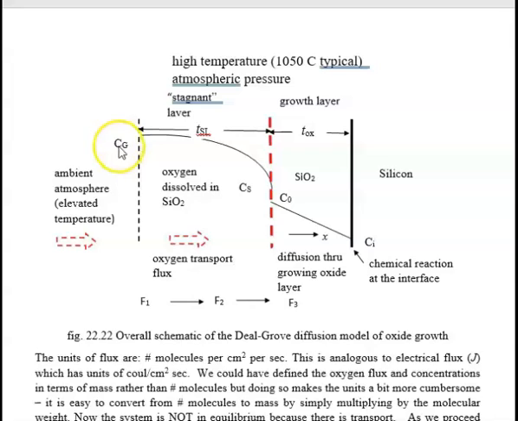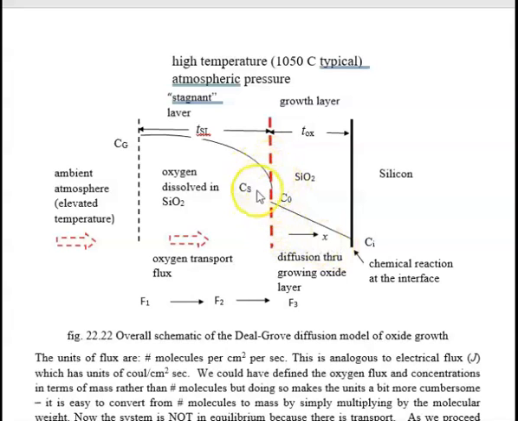At each step along the way, there is a partial pressure of oxygen molecules, or a concentration of oxygen molecules, and that must of necessity decrease because it is the concentration gradient which forces the process. So CS is less than C0, CS is less than CG, C0 is less than CS, and CI, when the molecules finally get to the promised land, this is the silicon surface, and CI is the lowest of the concentrations.